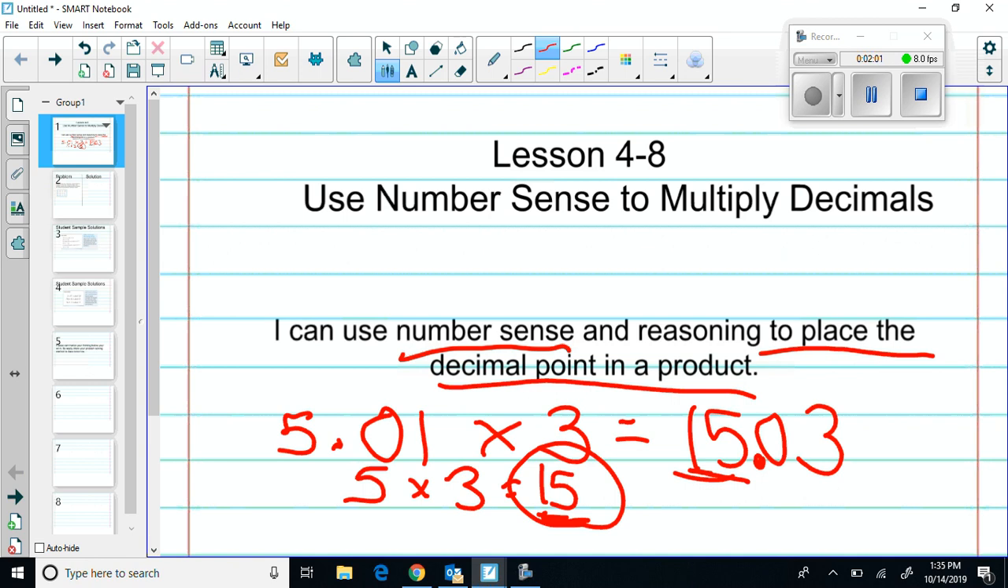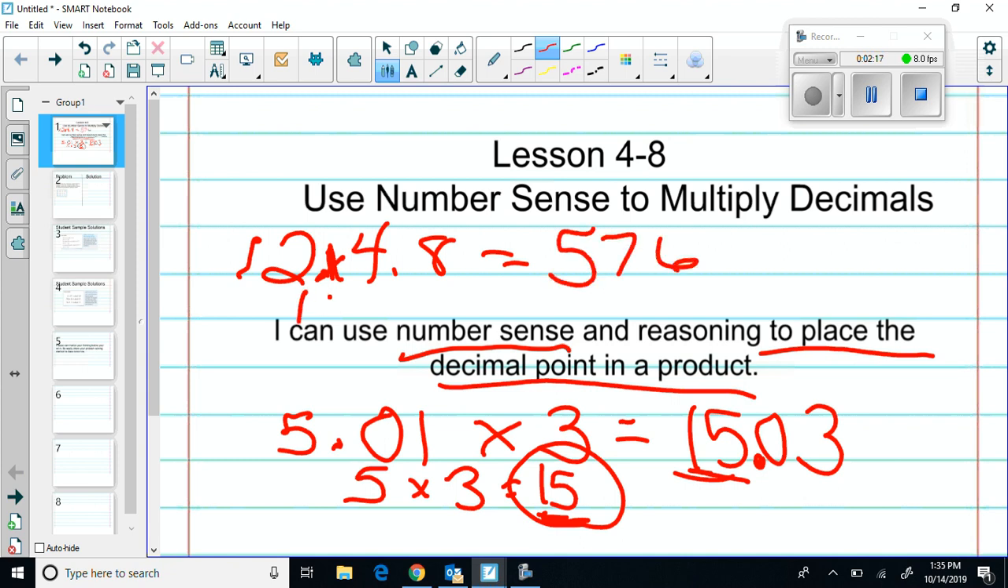Another one, just to review it, I'm going to write it up here. If we had 12 times 4 and 8 tenths, and it gave you an answer like 576. By using number sense, we would be taking 12 times 5, and we know we would get 60. So in your head, you need to be thinking, my answer needs to be close to 60. So my decimal point would have to be between the 7 and the 6. You would have 57 and 6 tenths because you know from estimating it needs to be close to 60.